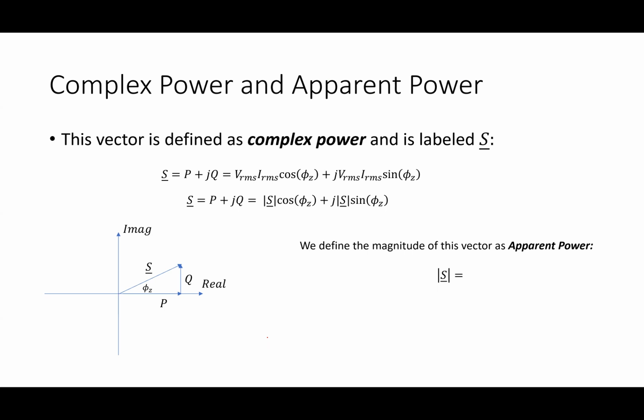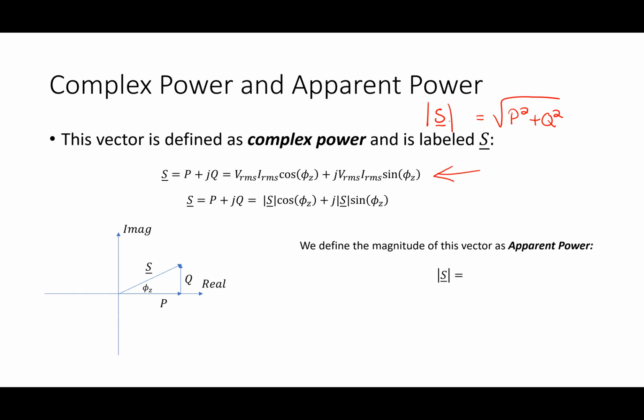If I look at this, the magnitude of this thing is termed the apparent power. Based on what I have here, what's the magnitude of this vector, the magnitude of S? In terms of the variables I have here, what's the magnitude? Root P squared plus Q squared. Well, it would be P squared plus Q squared, square root, for sure.